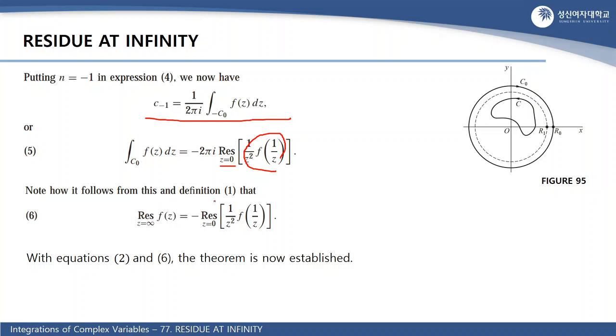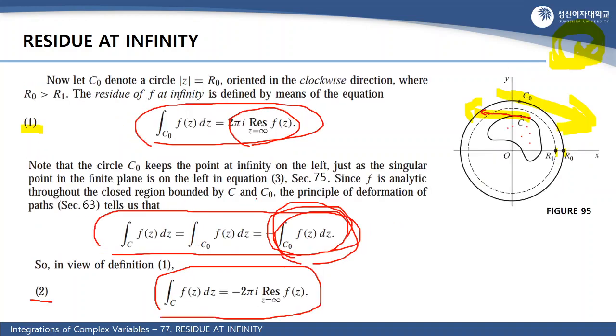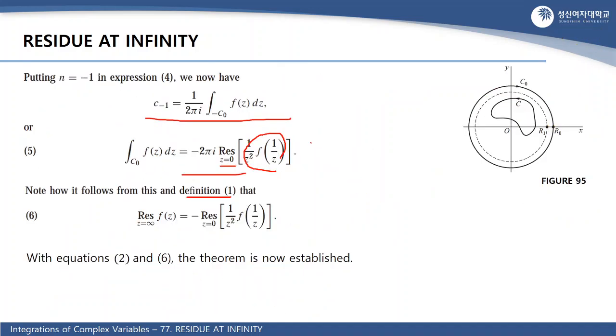Now, with this result and definition 1, we get equation 6: the residue of f at the point at infinity is equal to negative the residue at z equal to 0 of 1 over z squared times f of 1 over z.